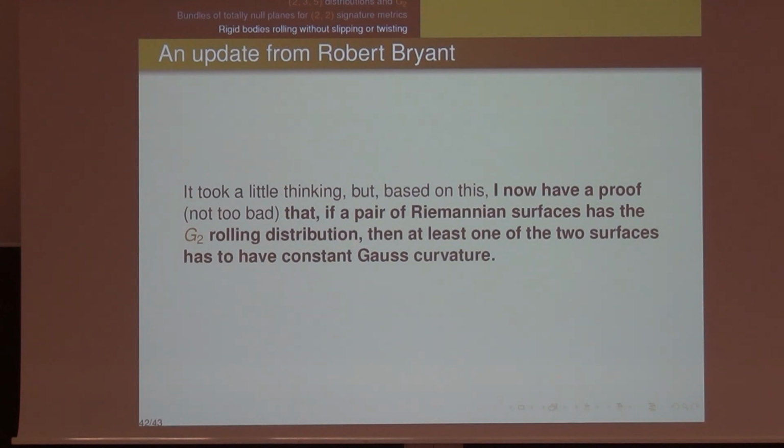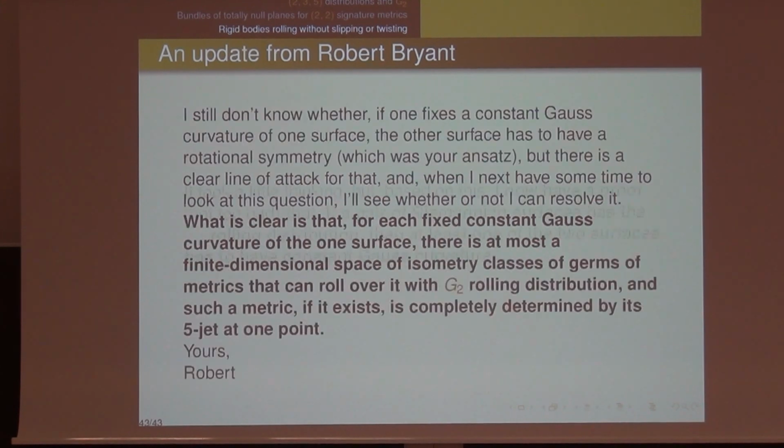Actually, it follows. But Robert still is unable to prove that the other should have Killing symmetry. If he had proven this, that would be all. But if not, it is an open problem. Thank you very much.